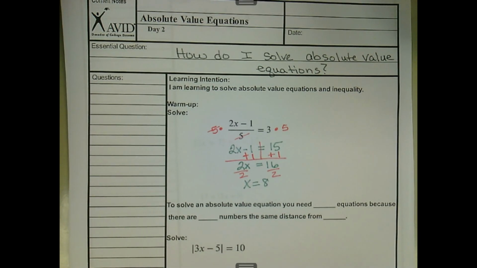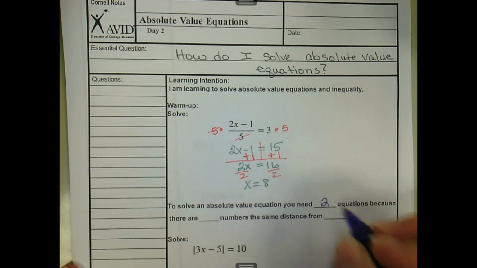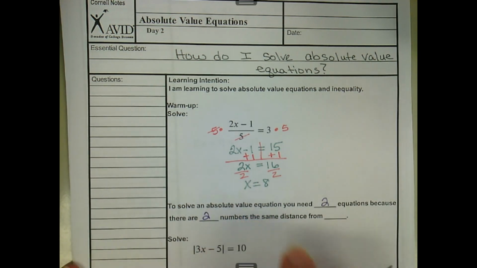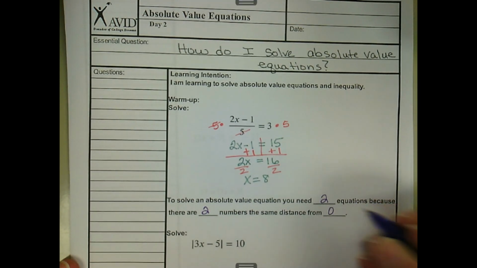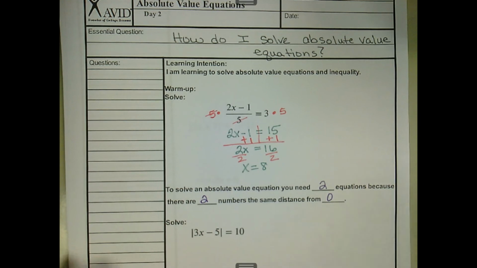To solve an absolute value equation, you need how many equations, because there are how many numbers the same distance from what number? So, how many equations? 2. Because there are 2 numbers the same distance from 0. So remember, your absolute value is the distance a number is from 0. It is never negative, because you cannot have a negative distance without going back in time.